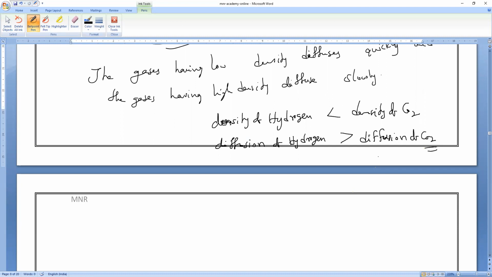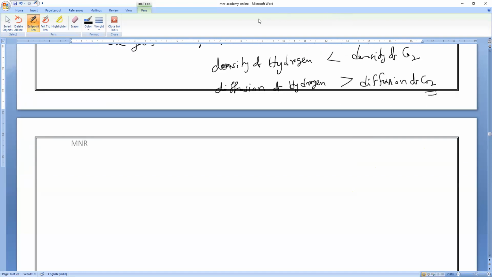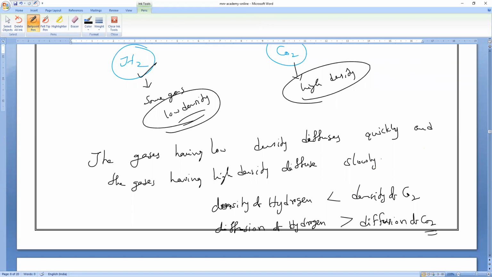In tomorrow's class, we will study the fourth state of matter, plasma, and the fifth state of matter. And of course, one more property of gases: gases exert pressure. That we will discuss in tomorrow's class, and we will continue from there.